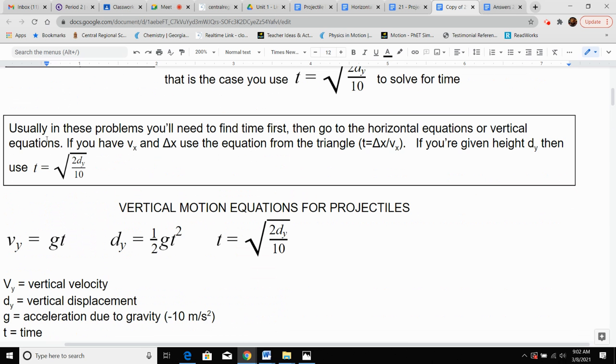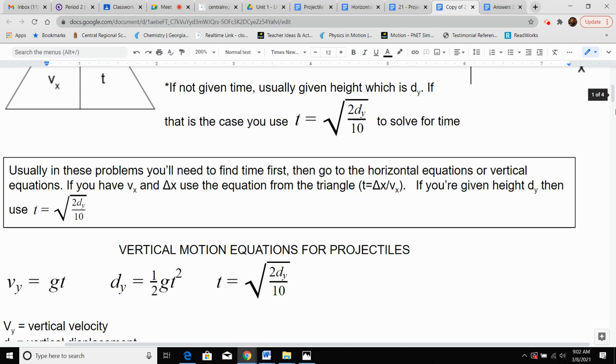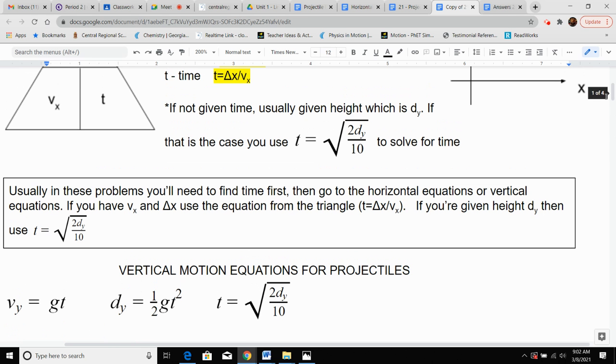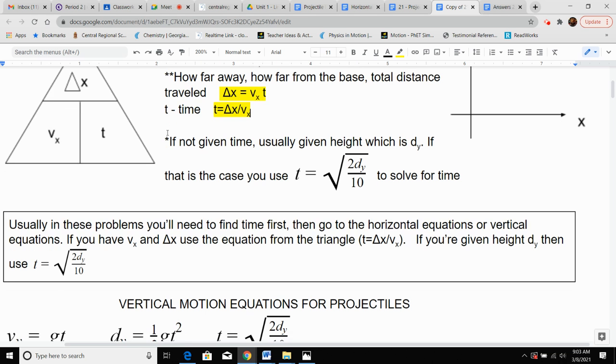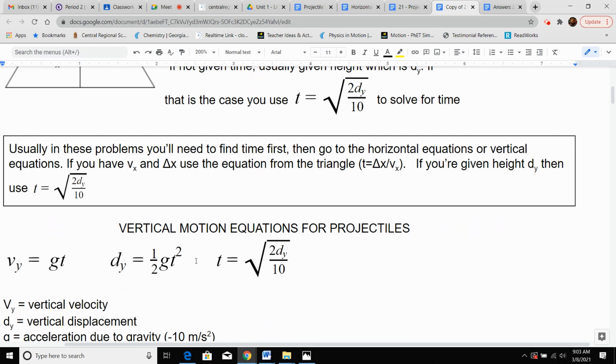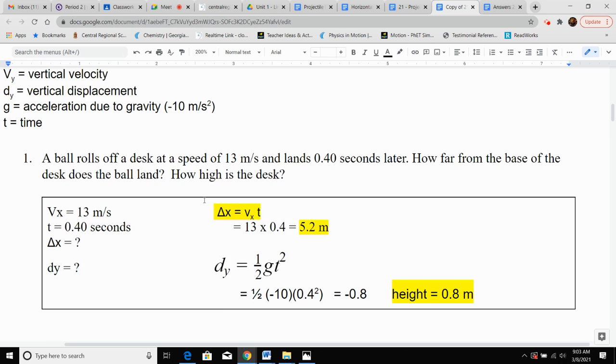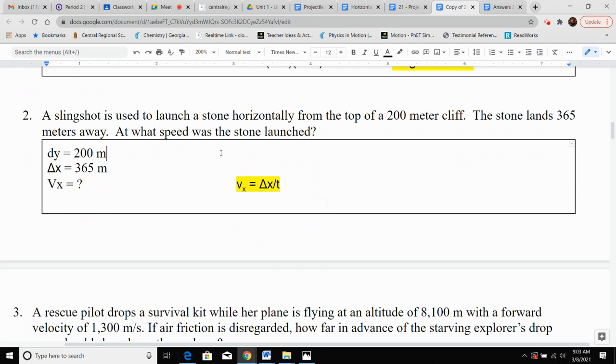So again, if we go back here to our equations, t is the one thing that can be used in both horizontal and vertical, and you're usually going to be able to figure it out from one set. So if you have both delta x and Vx, you can solve for time. If you have the height, which we do, you can then use this equation here: 2 times dy divided by 10, and then square root our number. So that's what we're going to do first.